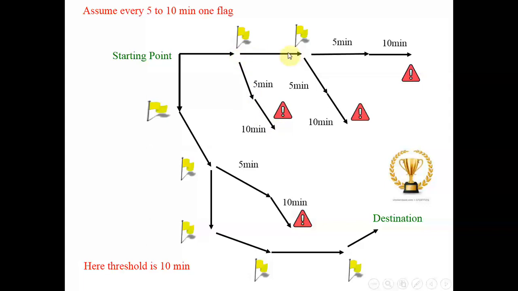Now I explore the second path. I come forward, I get a flag. So that means yes, this path was wrong. Now this might be correct. Now I have again two divergences. I take this divergence, and even after 10 minutes I don't see any flag. That means this route is incorrect. So I take this route. Even after 10 minutes I don't see any flag. So this route is also incorrect.